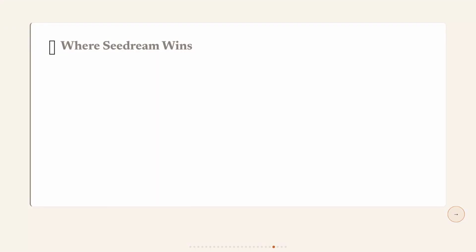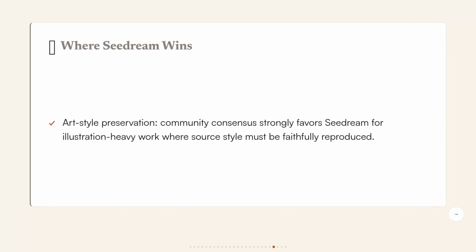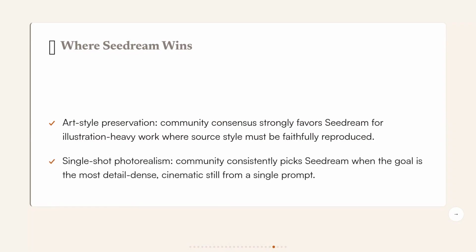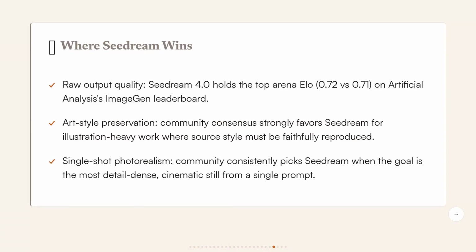Seedream is the clear pick for generative quality work. It holds the top arena ELO at 0.72 on Artificial Analysis's Image Gen Leaderboard. Community consensus consistently names it the stronger single-shot photorealism option. It preserves source illustration styles more faithfully than Nano Banana, and its cinematic dramatic defaults are a better fit for editorial and high-impact creative briefs.